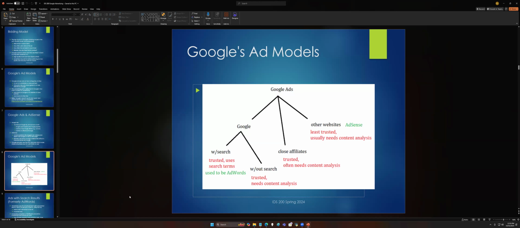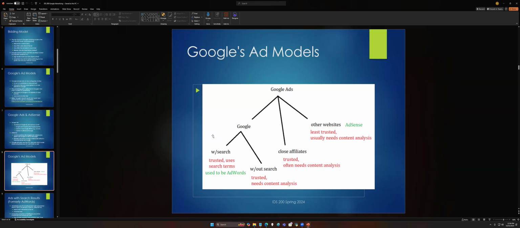Okay, so the two ad models for Google, right? The two main branches of it for Google Ads. One is Google, the other is not Google. So within Google itself, you have ads shown with search results. Now, first of all, because those ads are shown on Google, of course, the whole process is trusted. Google is not going to try to rip off itself somehow.